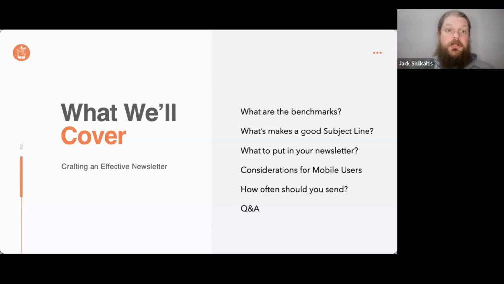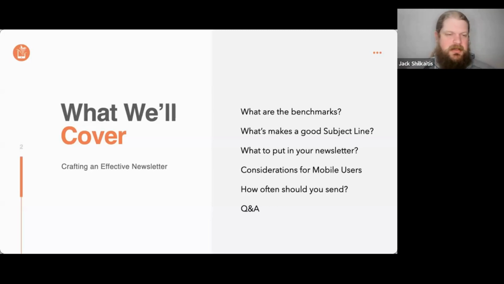But it is important to know, since most of us are authors, what the standard is for that industry, or what's typical. And it's good to know what's typical because that's going to inform you on whether or not your newsletter is effective. So the number one way that we can determine whether our newsletter is effective or not is by those benchmarks. What makes a good subject line? We'll be talking about that one in particular.